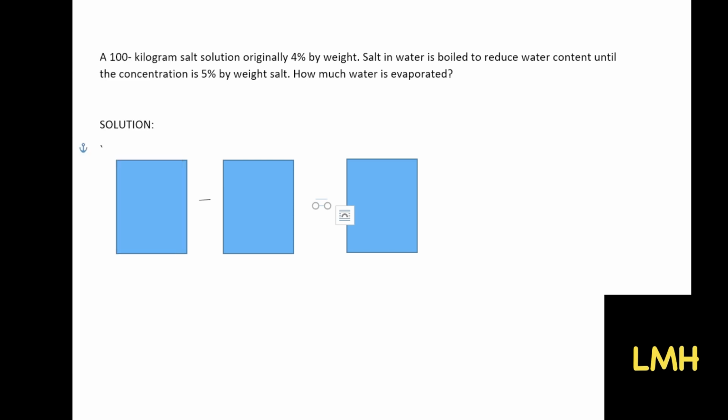Let's start putting these variables at the top portion. 100 kilogram is the first box, which the problem states is already filled with 4% salt, plus water. That total weight is 100 kilogram. Second equation for the next box, understanding that it will come up concentrated. Name it X, since we don't know the number. The final equation is 100 minus X.